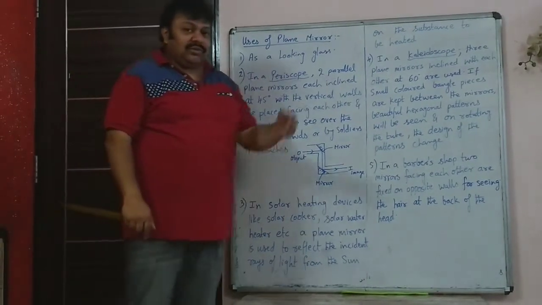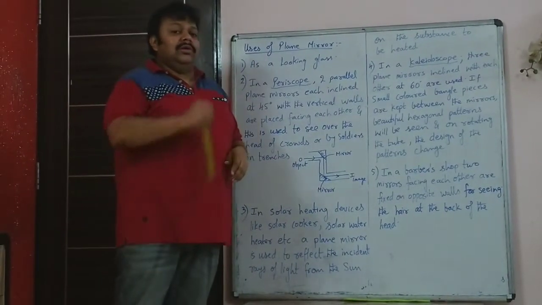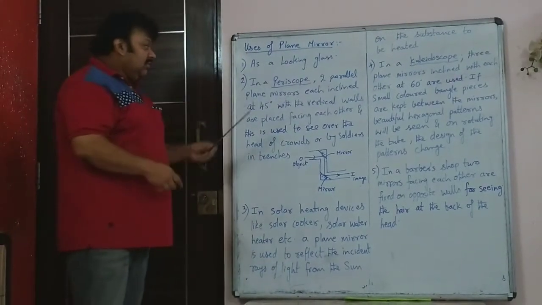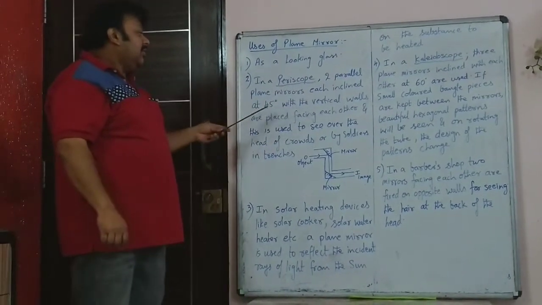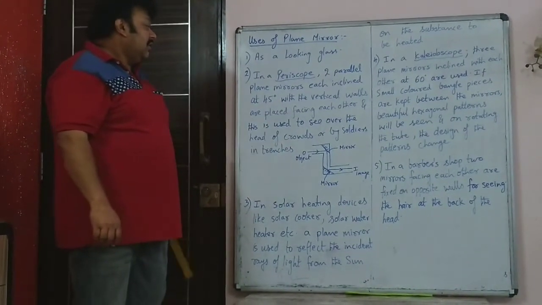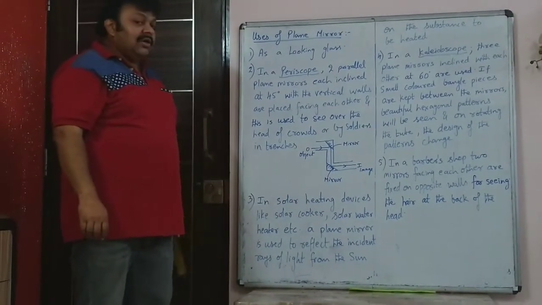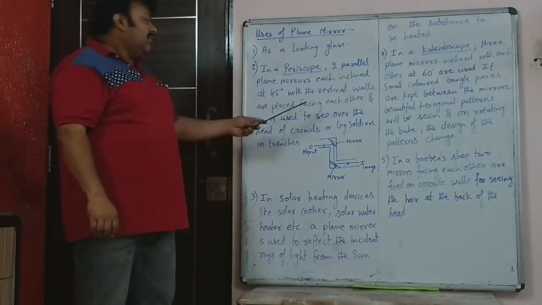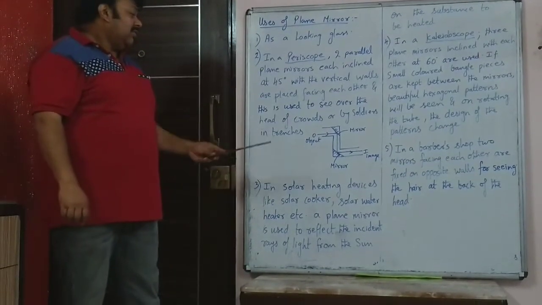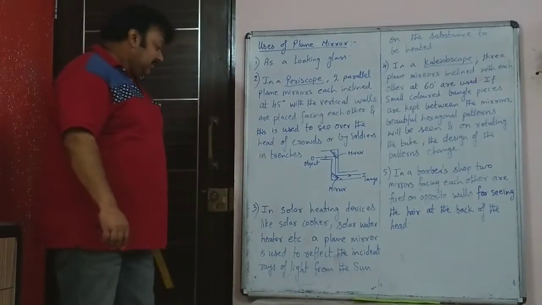Even in trenches, when soldiers are in trenches, rather than putting their head up and seeing, they use periscopes to see what is happening on the ground. In a periscope, two parallel plane mirrors, each inclined at 45 degrees with the vertical walls, are placed facing each other. This is used to see over the heads of crowds, or by soldiers in trenches to see enemy movement on top at the land.